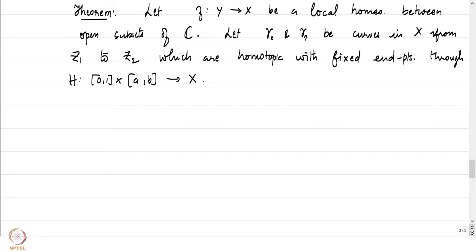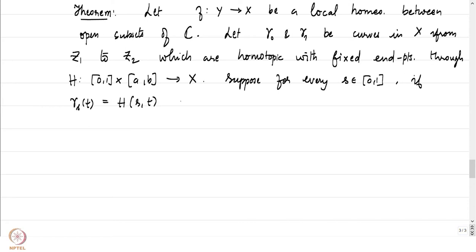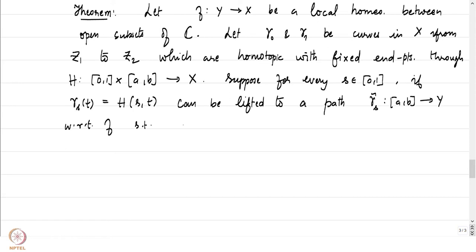It's the usual definition of the homotopy from gamma 0 to gamma 1 that will be applied to capital H. Now further, suppose for every S in [0, 1], if you look at gamma S of T, which is given by H of S comma T for T in [A, B], it can be lifted to a path, say gamma S tilde, from [A, B] to Y with respect to F, such that gamma S tilde of A is equal to some, say, Z1 tilde for all S in [0, 1].